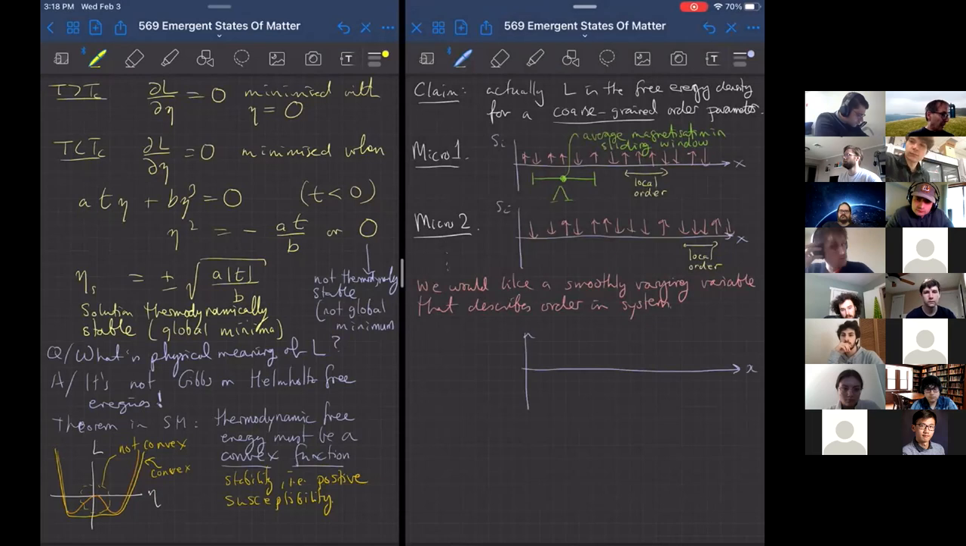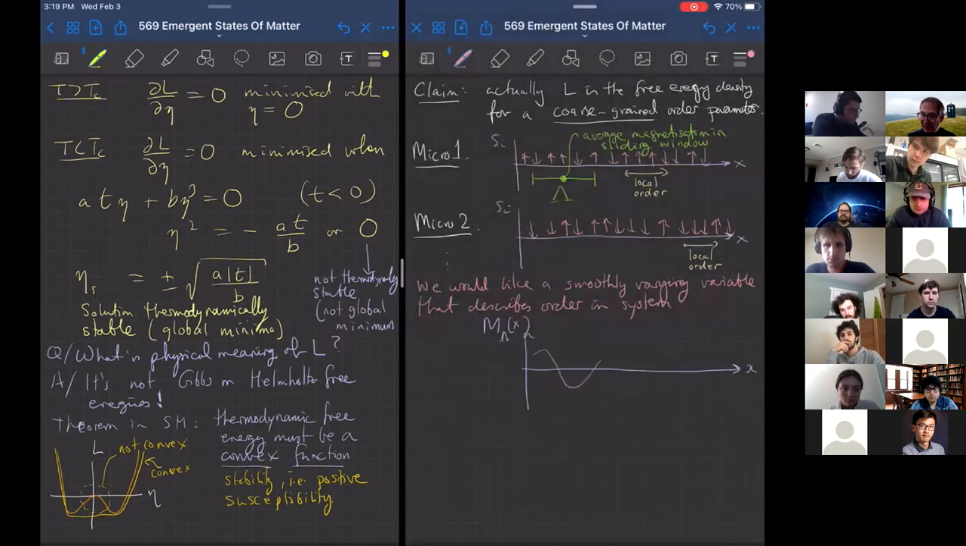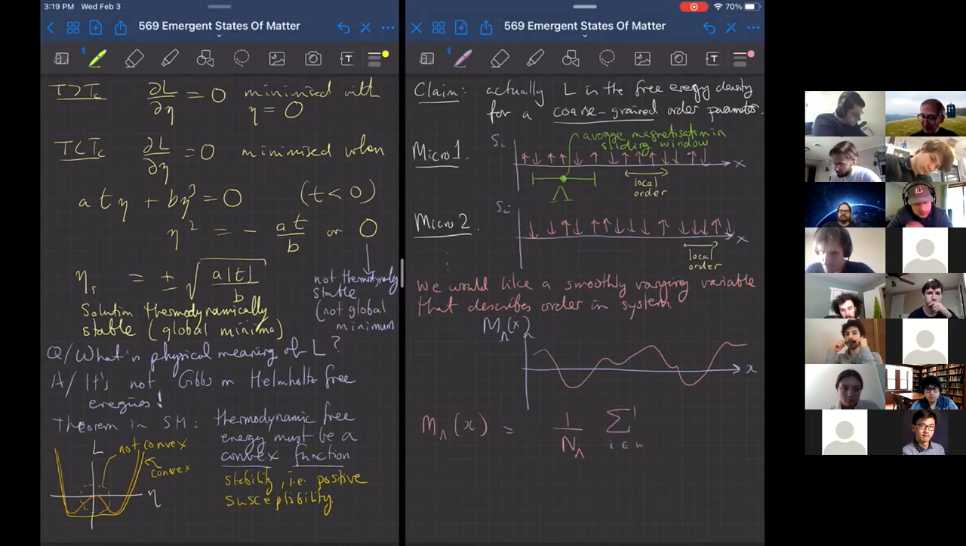I'm going to call this variable M lambda of X. Now X is a continuous variable, and this thing is going to look something like this, I don't know exactly. This M lambda is defined at a point in space, and it's basically one over the number of spins in my window, times the sum over i in the window of the actual microscopic spins.